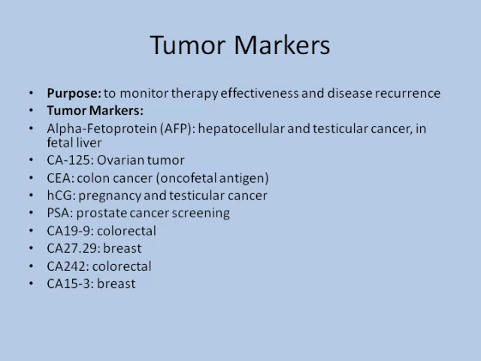PSA is for prostate cancer, and it's also for screening. So this is a very important one that's used to screen, stage, and monitor, where the other ones are just used to monitor for recurrence. CA199 is colorectal, 2729. CA242 is colorectal, CA153 is breast.